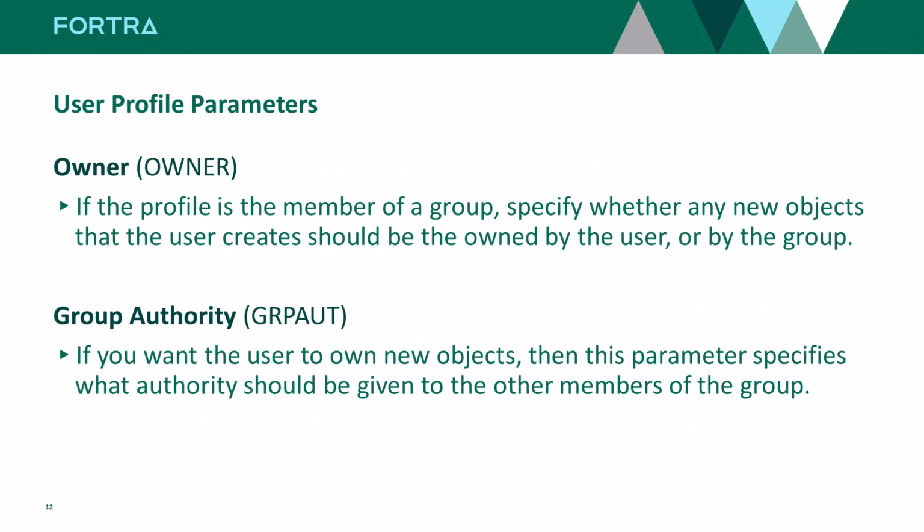Another attribute on the user profile itself that can drive private authorities or shared authorities of objects is the owner or group authority attribute. Now, if you set the owner to be user profile, the user will own everything they create. If you set it to group profile, their first named group profile, the primary group profile, will own any objects they create. Additionally, by setting the group authority, you can allow the user to own the objects they create while still granting private authorities to other group members.